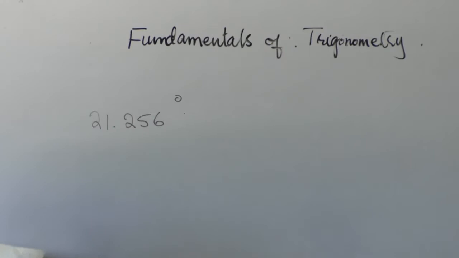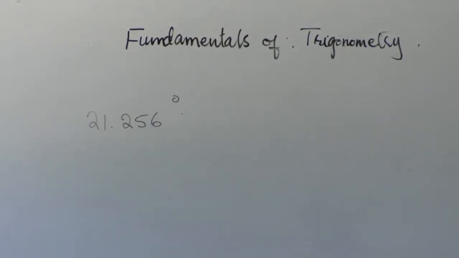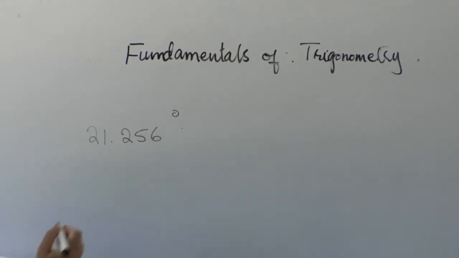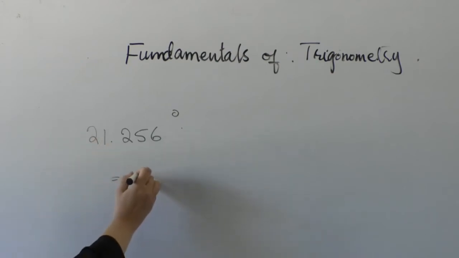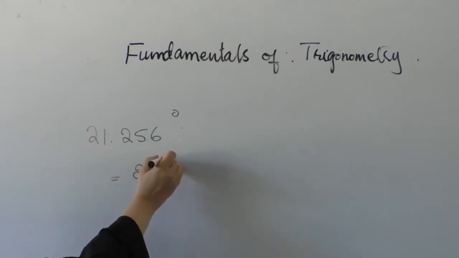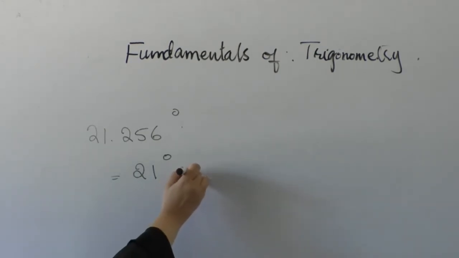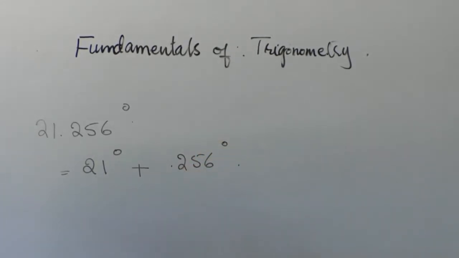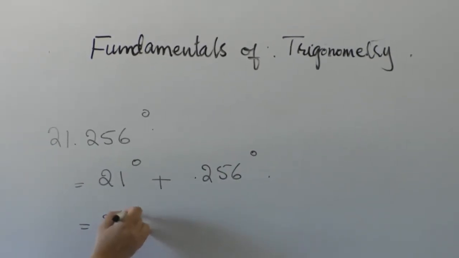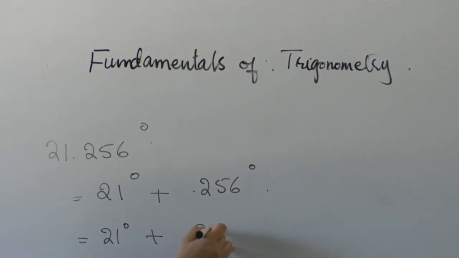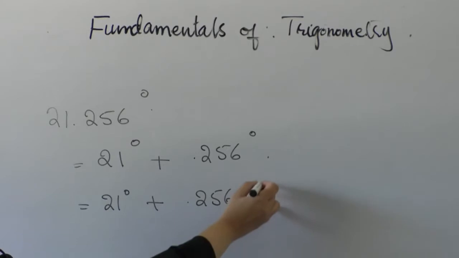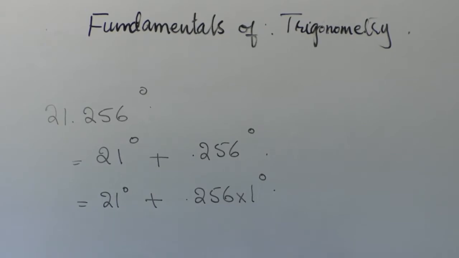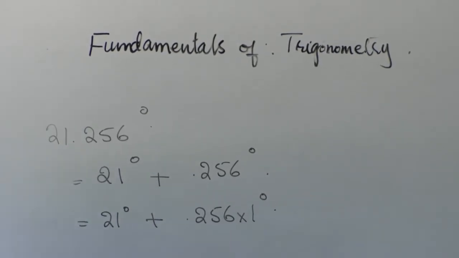21.256 degree. Now here we will convert this decimal into minutes and seconds. Let's start. The first portion is 21 degrees, plus 0.256 degree. This is 21 degree plus 0.256 into 1 degree. As I already explained, 1 degree is equal to 60 minutes.